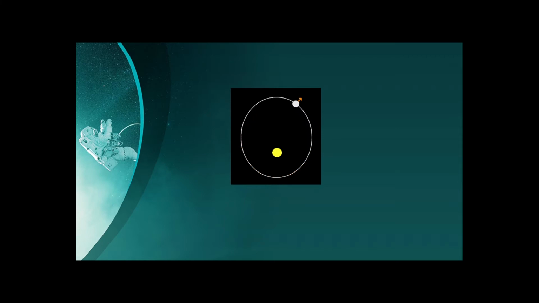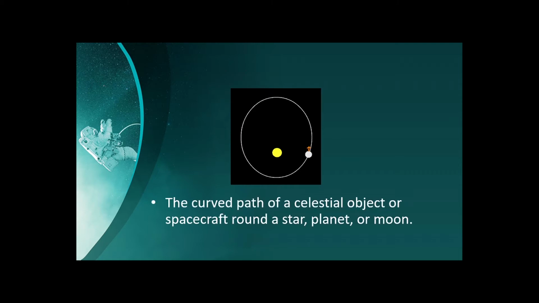Starting from this diagram, we can define an orbit as the curved path of a celestial object or spacecraft around a star, planet or moon. An orbit is a regular repeating path that one object in space takes around another one.